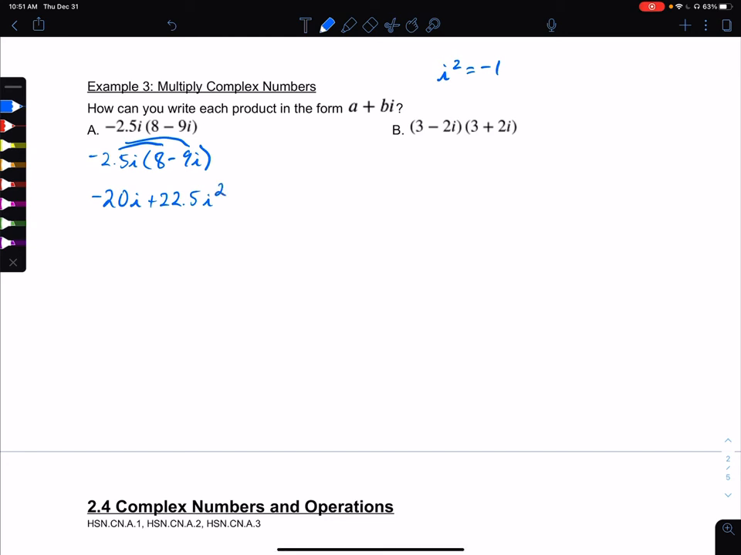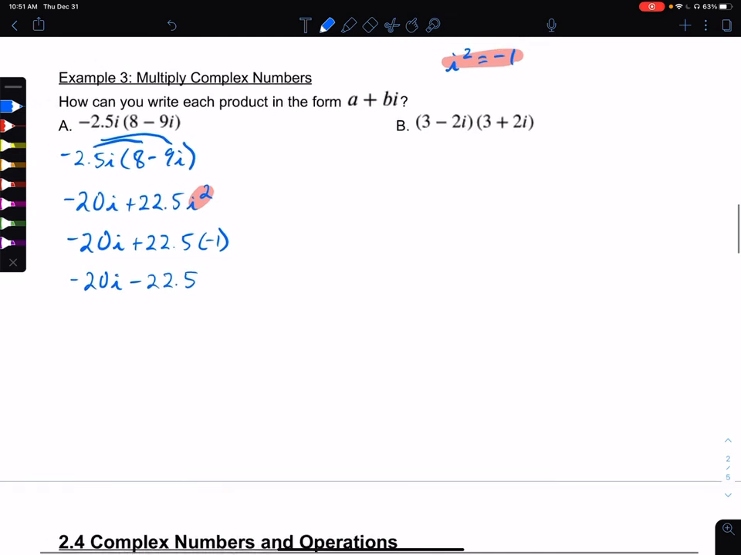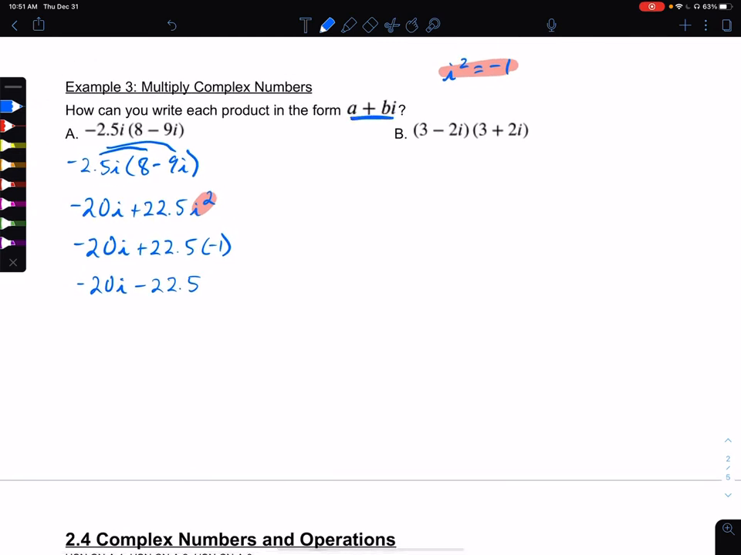We know that i squared is equal to -1. So we need to simplify that. So it's going to become -20i plus 22.5 times -1. Continue to simplify. So -20i. 22.5 times -1 is -22.5. And then we are asked to write this in a plus bi form. So I want to write the constant first. I'm going to rewrite this as -22.5 minus 20i.